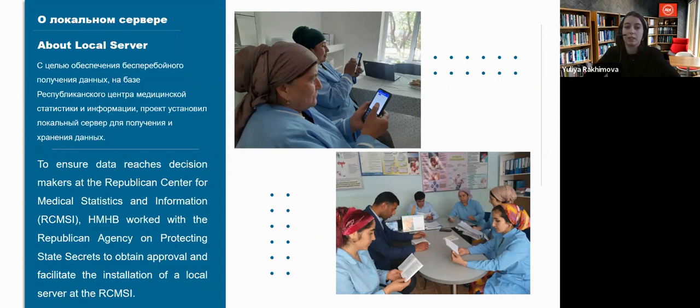The CommCare system can then collect data directly into DHIS2 and transfer the data to a server at the Republican Center for Medical Statistics and Information. Healthy Mother, Healthy Baby regularly meets with the Republican Center for Medical Statistics to ensure the latter have the capabilities they need to harness this data.